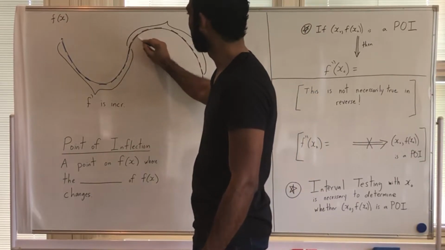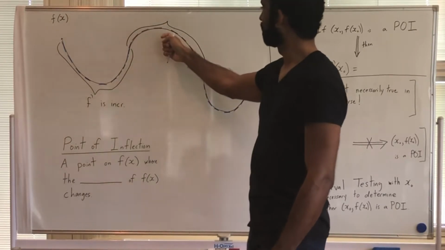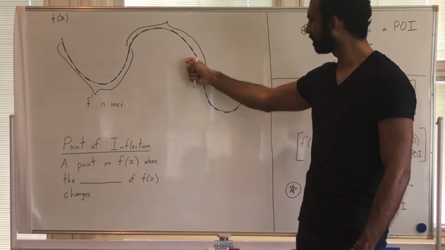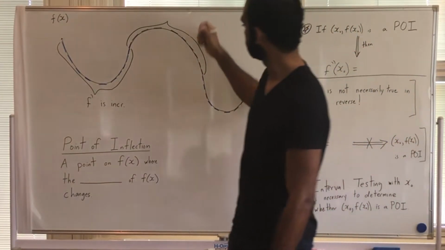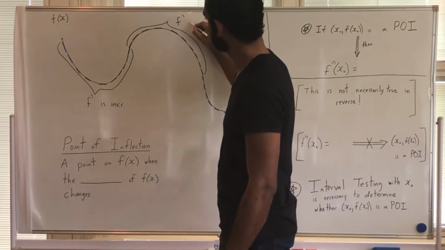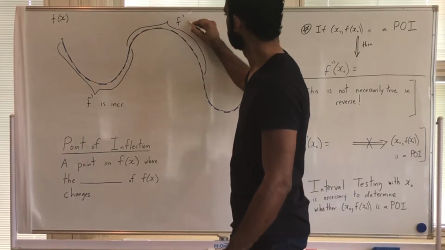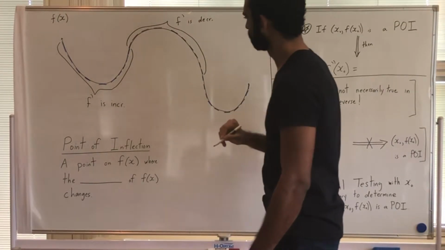Because again, making numbers up here, positive 8, positive 6, positive 3, 0, negative 2, negative 3, negative 4, negative 5, negative 6, negative 7, and then it starts doing something else from there. But on here we can say the slopes, i.e. f prime, is decreasing.